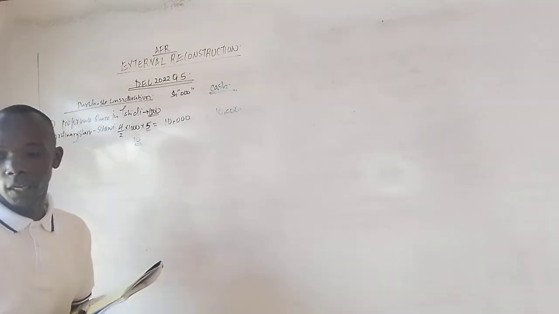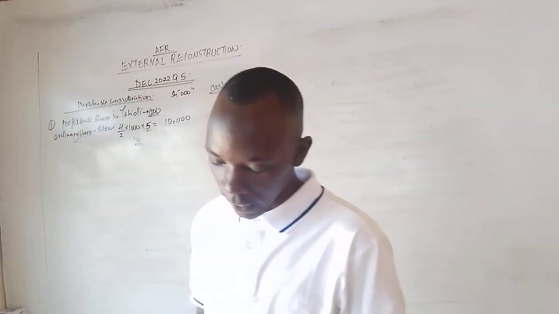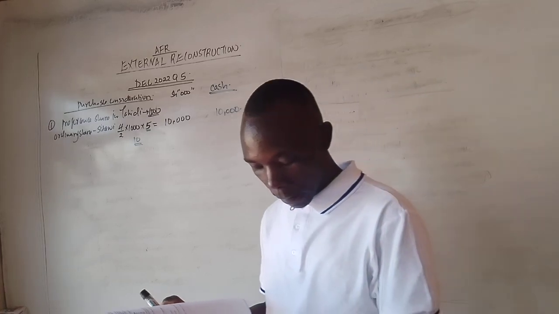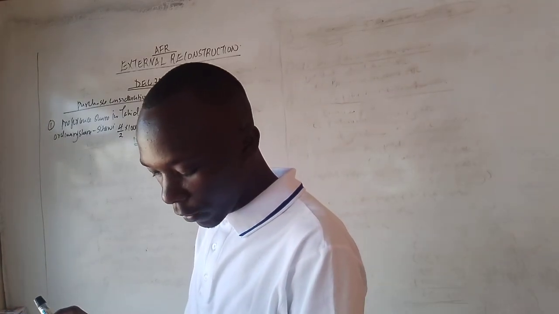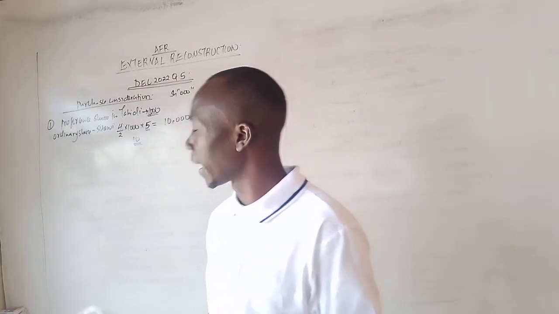By 10,000. Get that point clear. Then let us go to the second information. Number 3. You are told that the preferred dividend in Tahidi Limited were 2 years in arrears.